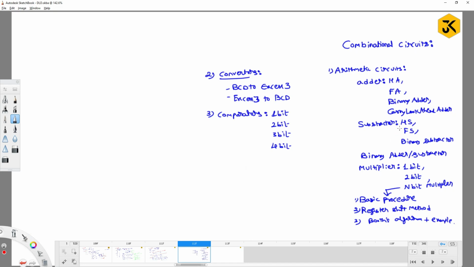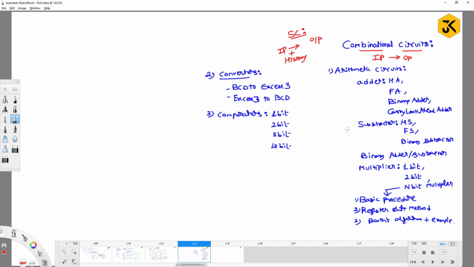So guys, in the previous classes we have seen the concept of combinational circuit, right? Combinational circuit means which is going to produce the output simply based on the present input, which is not going to depend on any kind of memory or any kind of previous history. That is what we call combinational circuit. Whereas the sequential circuit is going to produce the present output based on the present input along with previous history, right?